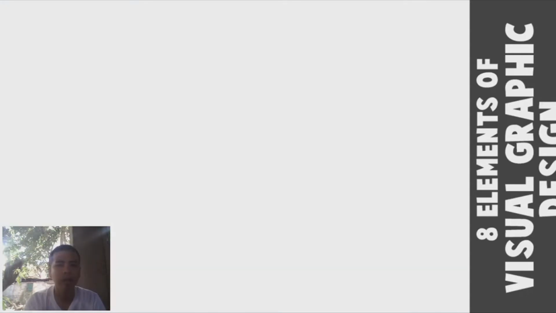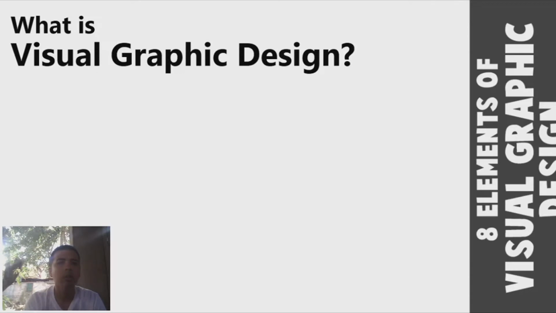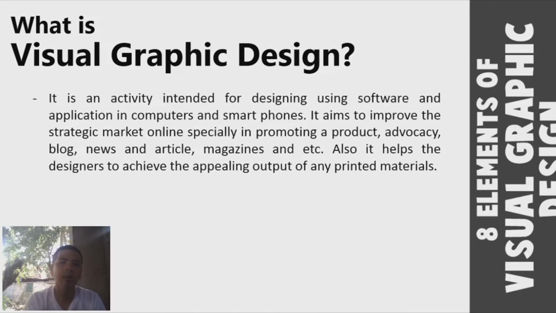Let us define the words visual graphic design. So what is visual graphic design guys? It is an activity intended for designing using software and applications in computers and smartphones. So nowadays guys, there are lots of software and applications that can be used in creating a graphic design. So either we will use software that was installed in our laptop or in our smartphones.